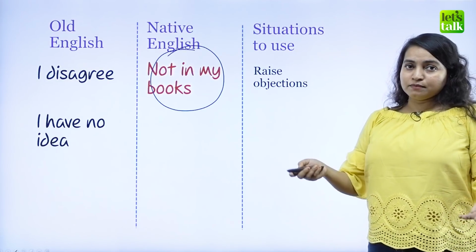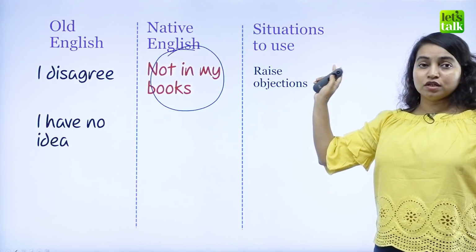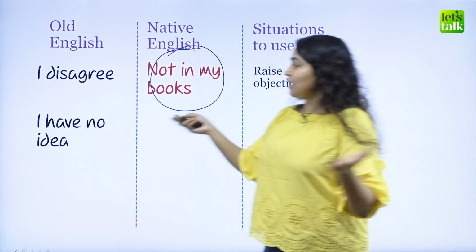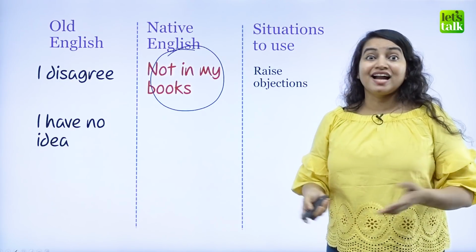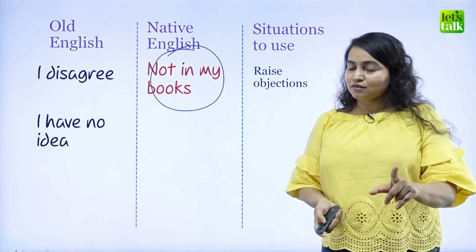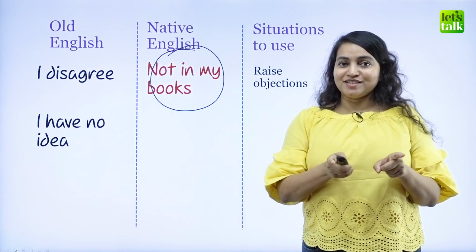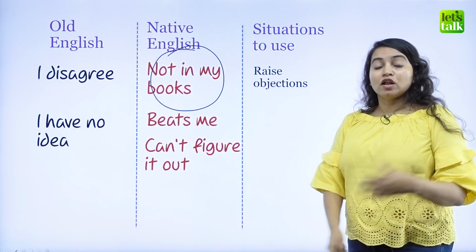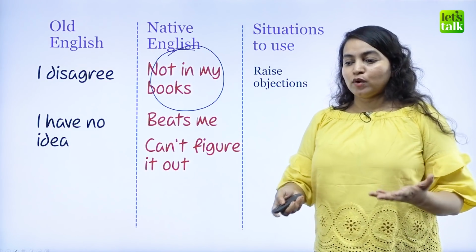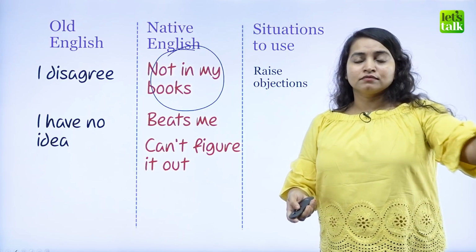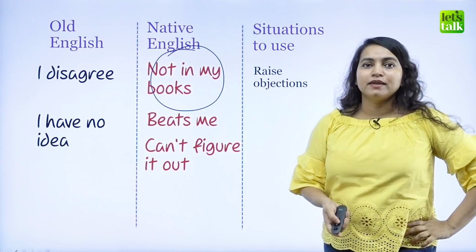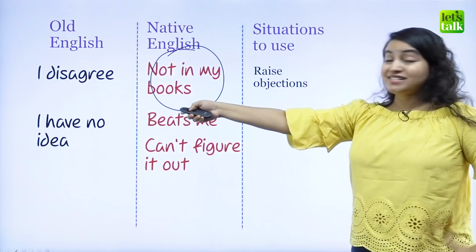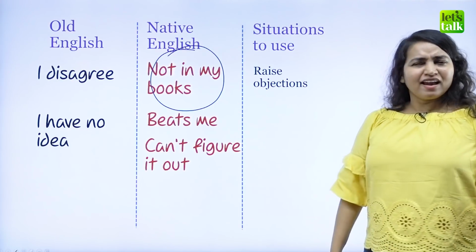Now, a lot of times you are clueless. You have no clue. You don't know. So a lot of times people say, I have no idea. Or some people say, I don't know, which is very basic English. But I would suggest use a native English phrase, which is beats me. You know, a lot of times when you ask people a question, hey, where is the local restaurant? Beats me. Don't know. Basically, they have no idea.